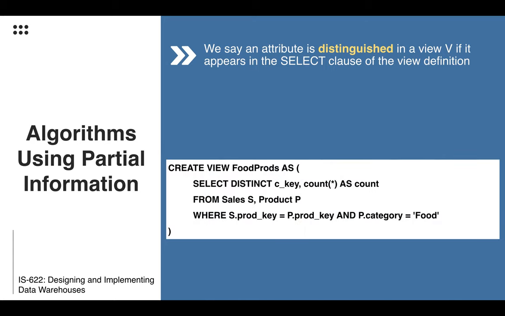Let's see with an example. Suppose we have this create view food prods that we have been looking at up till now, which has the customer key and the count, and sales and product, where product is equal to the product key and the category is equal to food. Now you can see that in the select statement, I'm using one of the attributes, which is the C key. Since this attribute appears in my select statement when creating the view, this C key value is referred to as a distinguished attribute. Okay, that's the first definition.